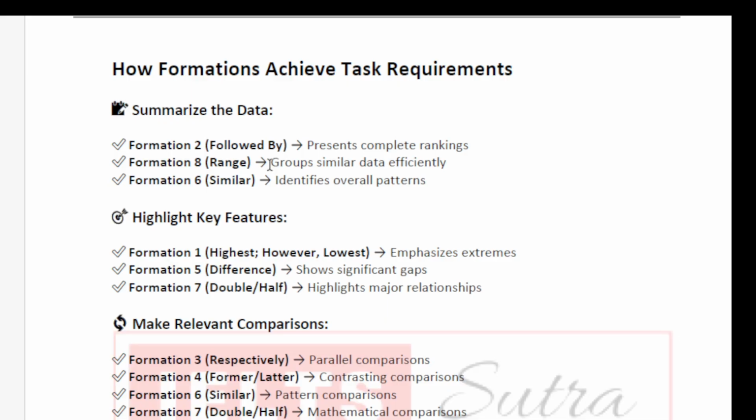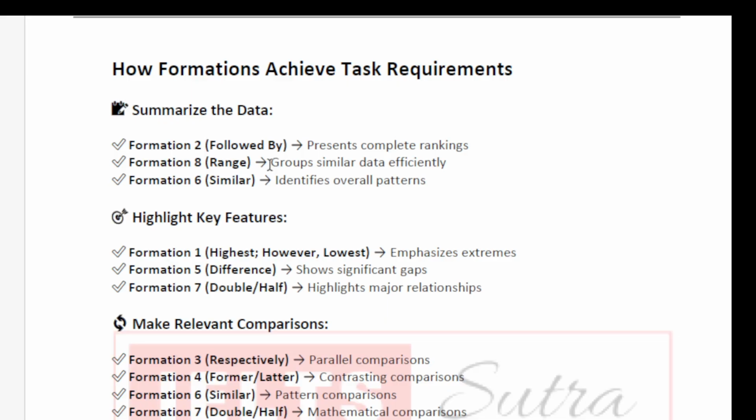The first requirement that you have to fulfill is basically to summarize the data, then you have to highlight the key features, and then you have to make relevant comparisons. These were the three main requirements that were mentioned in the line that we saw, right? So formation number 2, followed by formation number 8, range, and formation number 6, similarity, are summarizing the data.